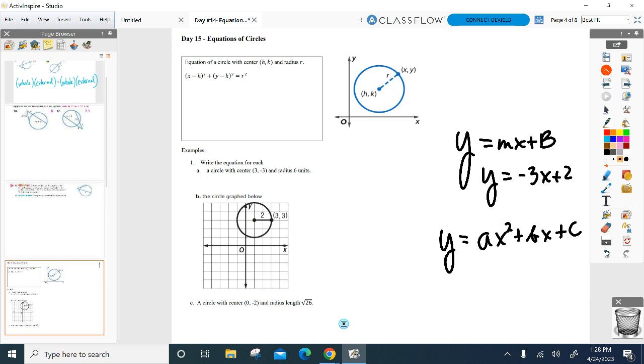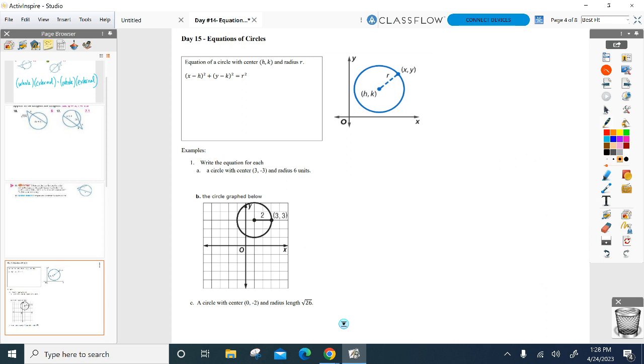And then maybe last year, I think, you did these. Parabola. Yep. Remember? These bad boys. Right? Opened up and down. Okay. Well, a circle has an equation. And I admit, just by looking at it, that thing looks pretty intimidating.